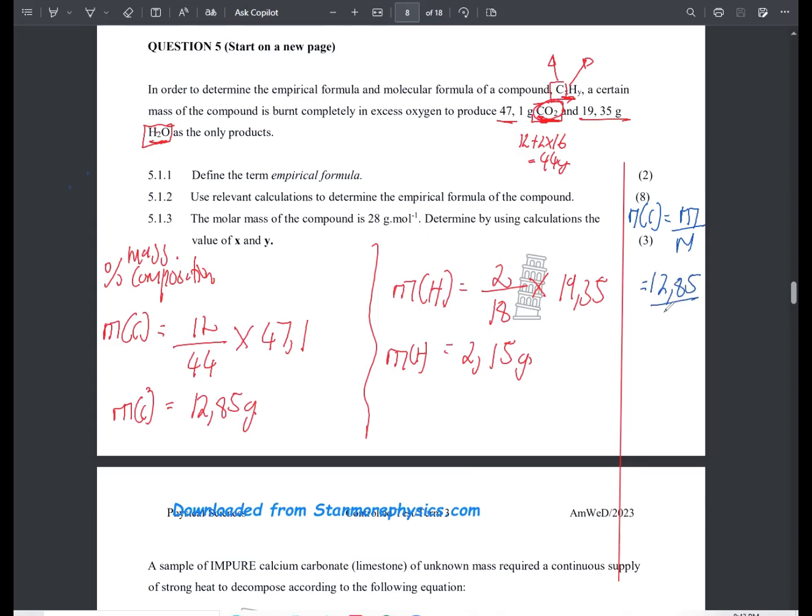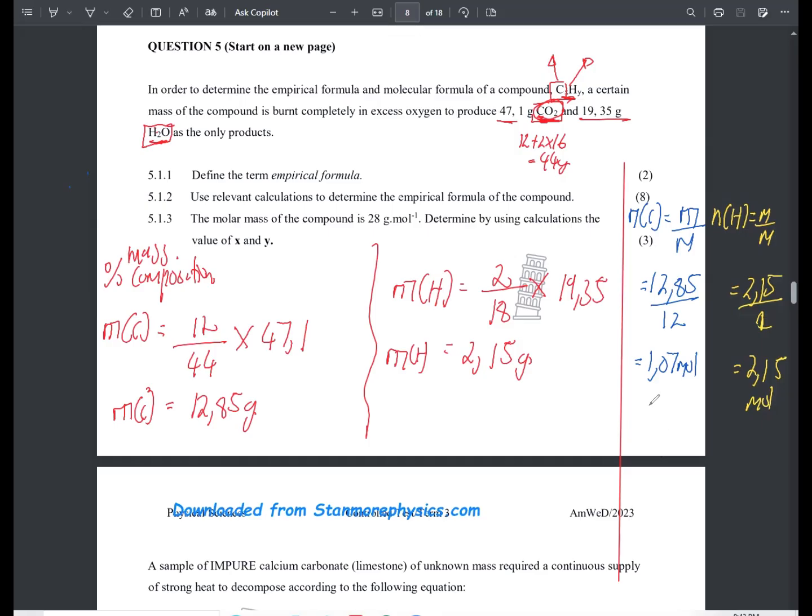12.85 divided by 12, that's a 1.07 mole. And then let's see for the hydrogen. Mass over the molar mass. And then we have 2.15 divided by 1, which will give us 2.15 mole.